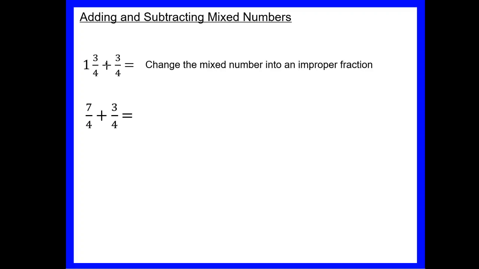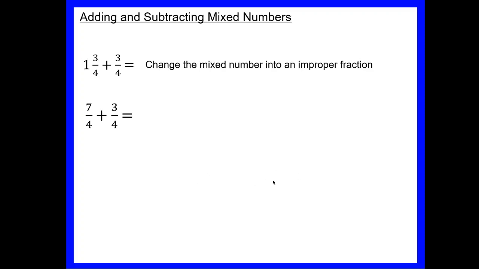So remember, the rule is do the whole number times the denominator, add the numerator. That will give us our new numerator. Okay, and then it goes back over the 4. So our first step was to change the mixed number into an improper fraction. Now that I have 2 fractions, I can look to add them as we did in previous lessons.